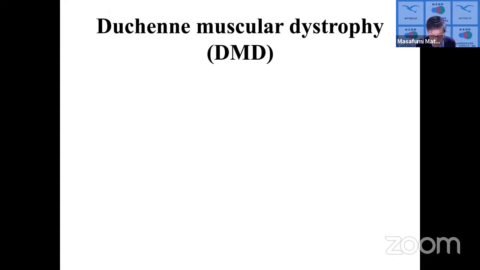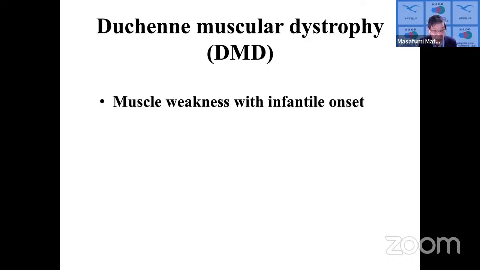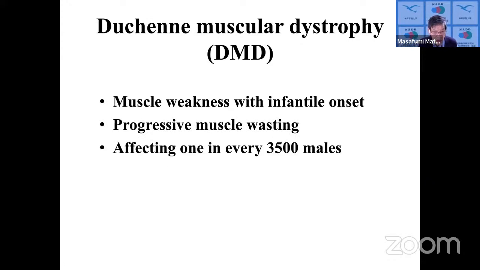Therefore, DMD is defined as a disease characterized by muscle weakness with infantile onset, progressive muscle wasting, affecting 1 in every 3,500 males, and early death.